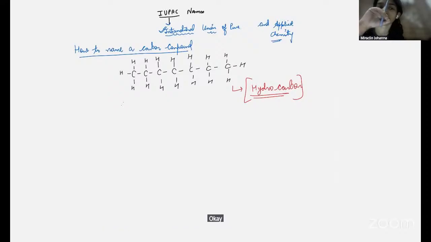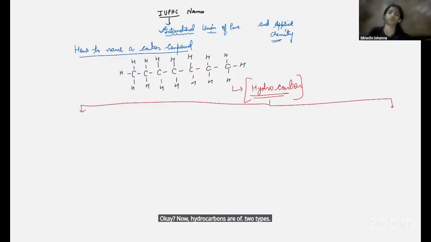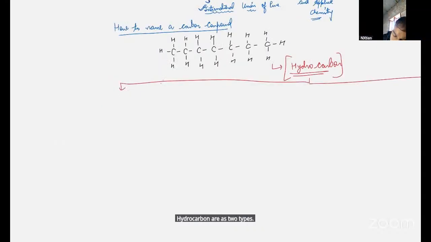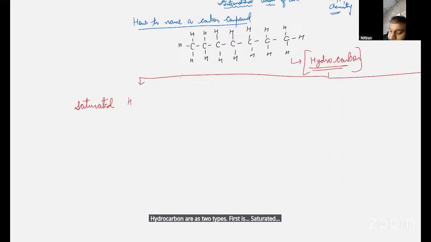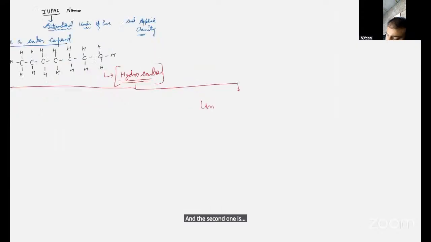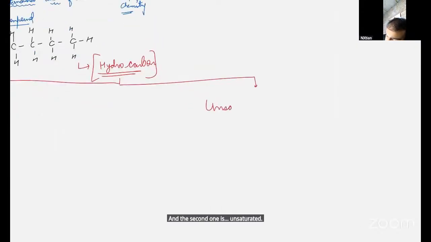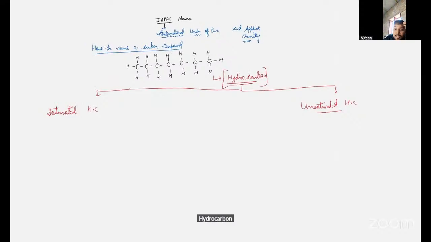Okay. Now, hydrocarbons are of 2 types. First is saturated hydrocarbon. I'm writing HC for hydrocarbon. And the second one is unsaturated hydrocarbon. Did you understand, guys? Hydrocarbon is only the bond of carbon and hydrogen, and hydrocarbons are of 2 types: saturated hydrocarbon and unsaturated hydrocarbon.